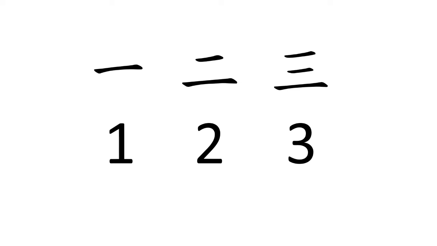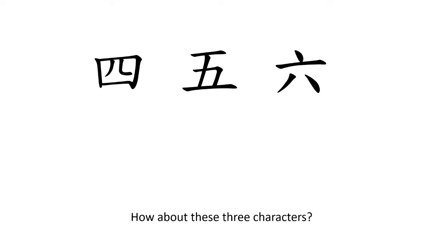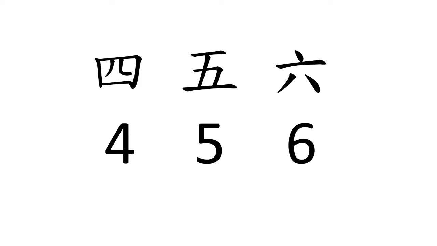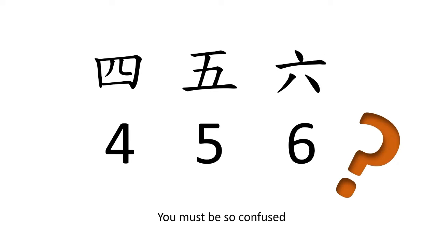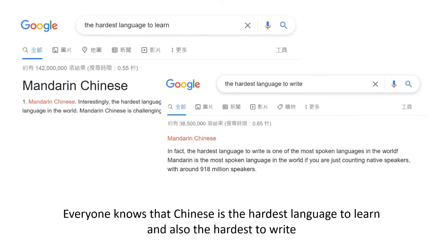Now, how about these 3 characters? Let me give you 1 second to guess. 1. Okay, let's see the answer. They are 4, 5, and 6. You must be so confused because the sky is so high. Well, everyone knows that Chinese is the hardest language to learn and also the hardest to write. Oops. A traditional Chinese character 100% usually looks equal or more complicated than a simplified Chinese one.